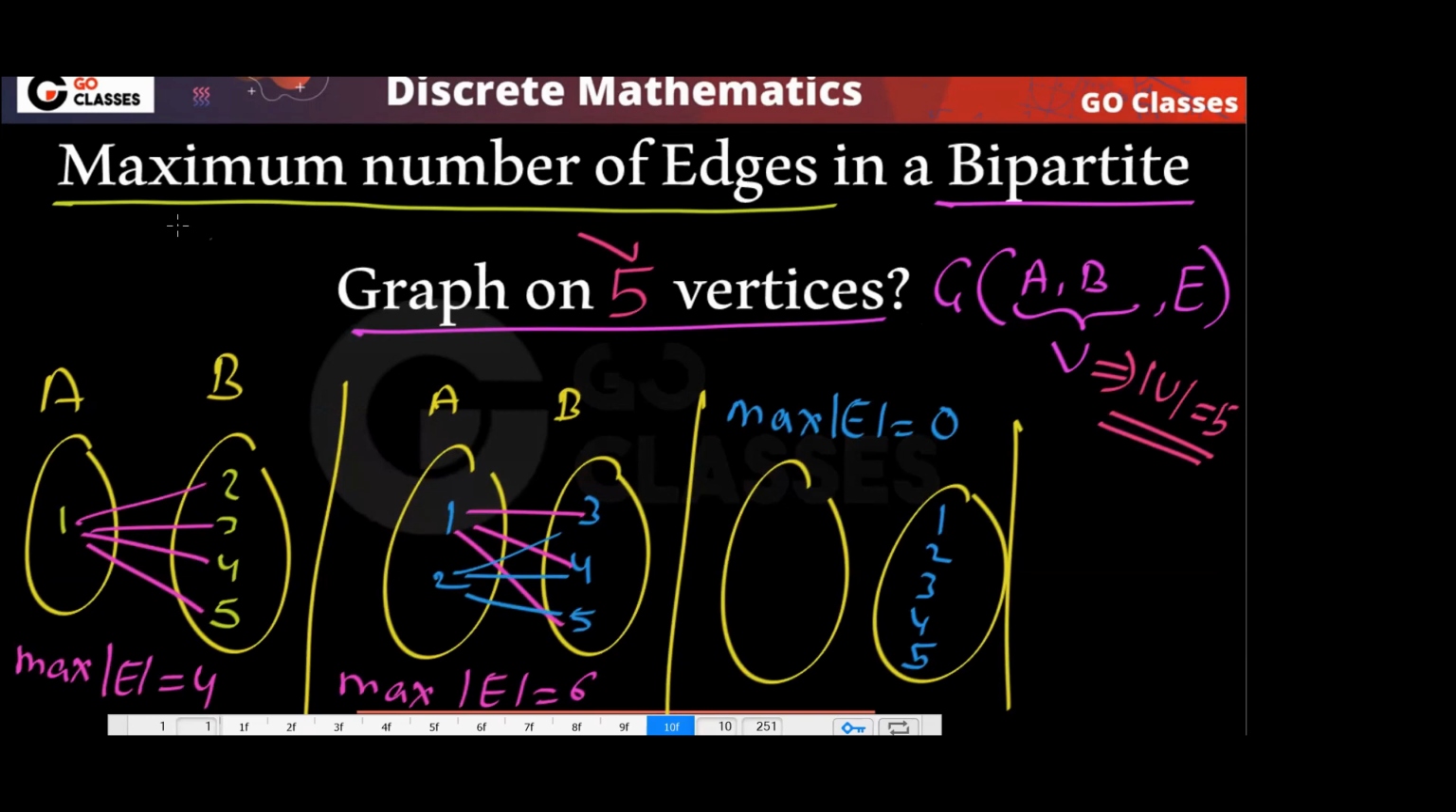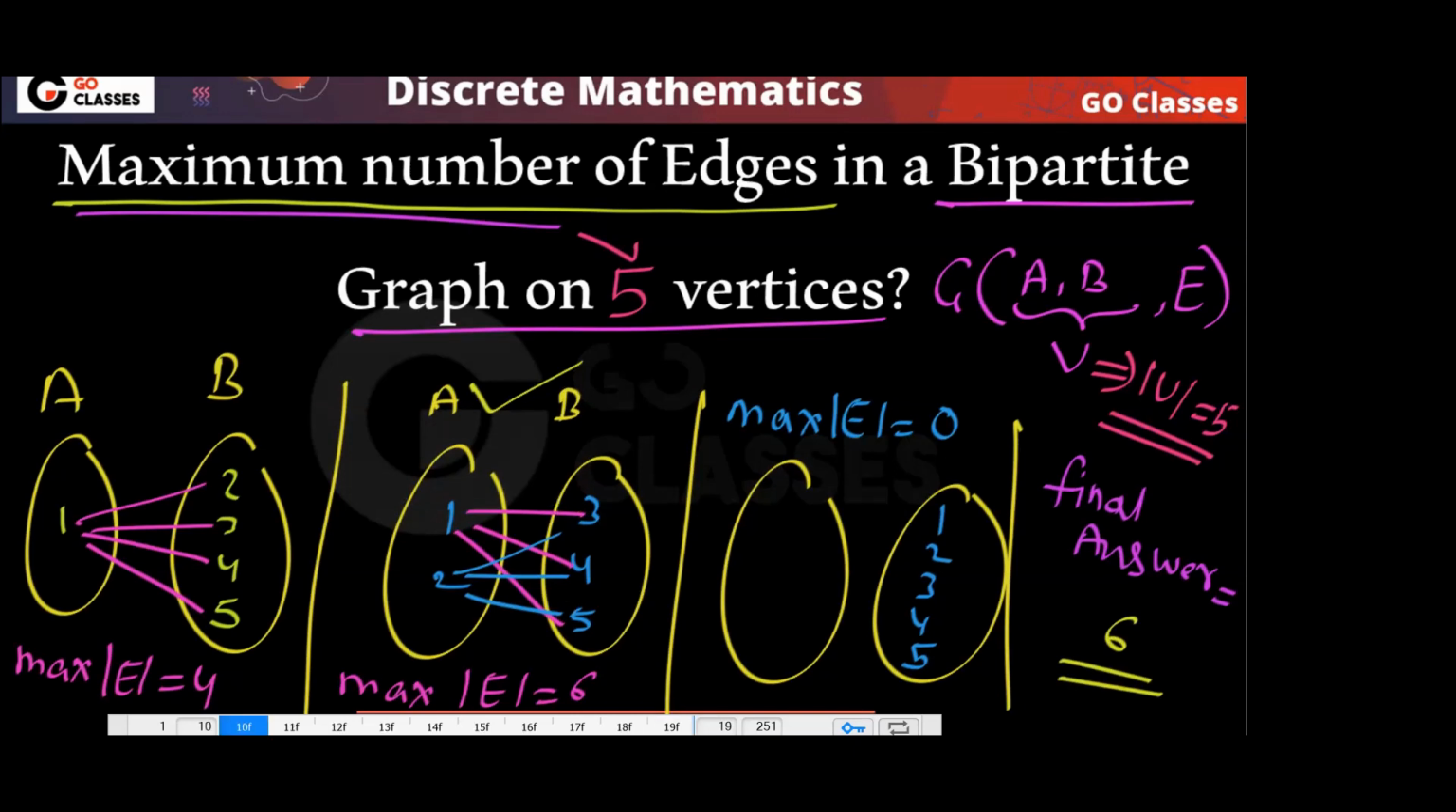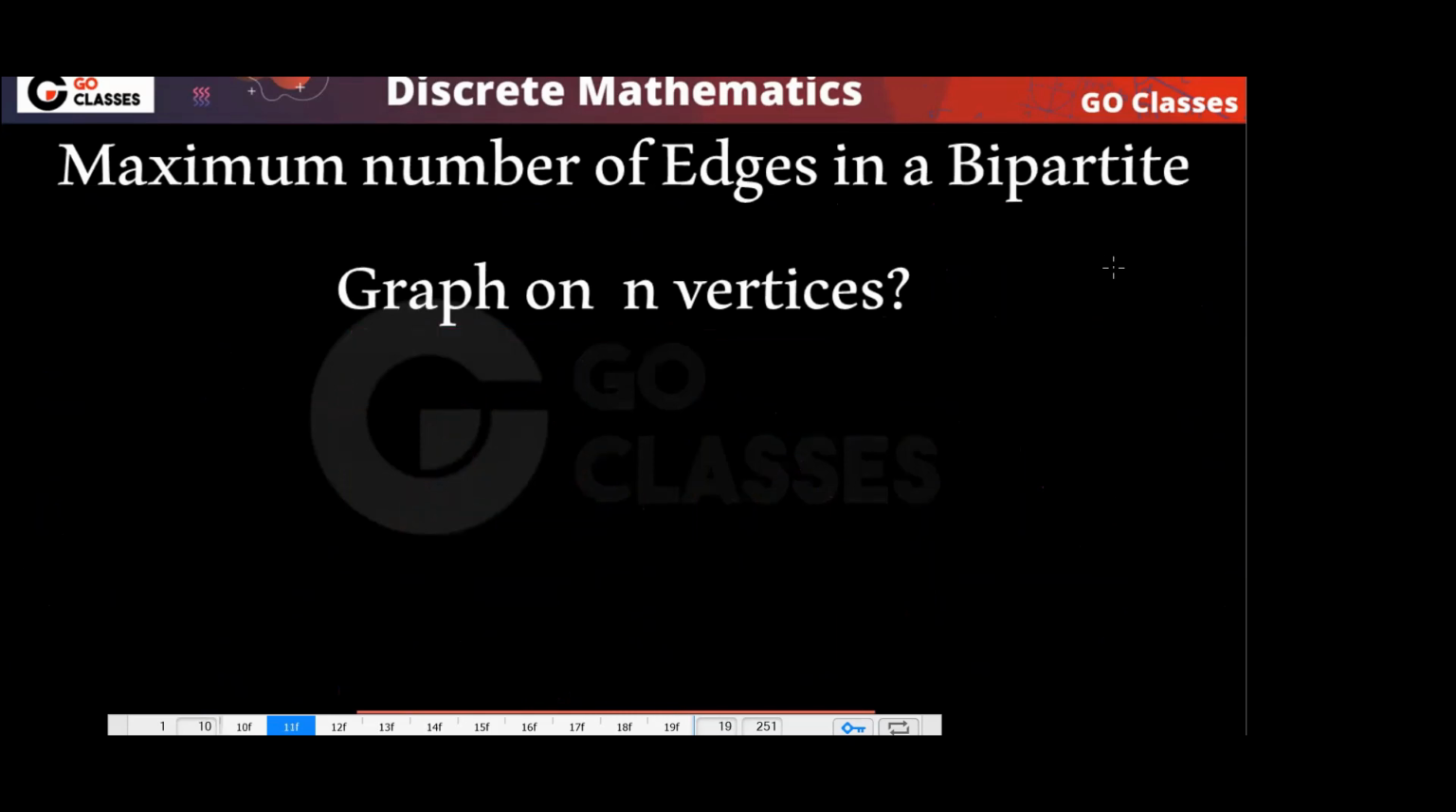So finally, for this question, what is the final answer? Because we want the maximum number of edges when you have 5 vertices, this situation will give us the maximum. So the maximum number of edges you can get is 6. With 5 vertices in a bipartite graph, you cannot get more than 6. This is the maximum number of edges you can get. Is this question clear? What this question is asking, is that clear to everyone? Let me know.